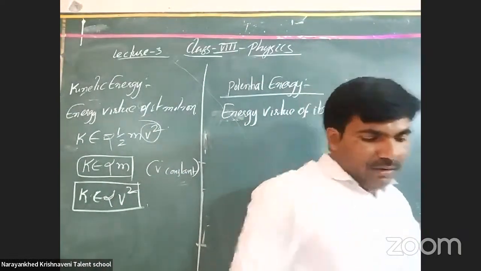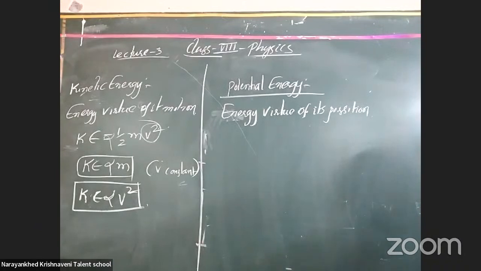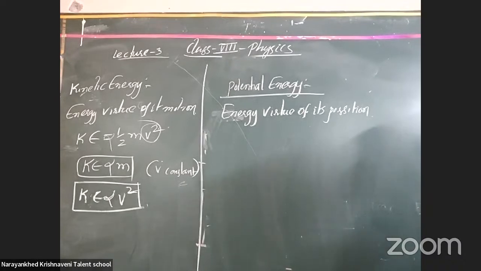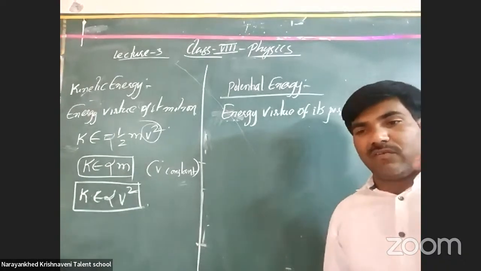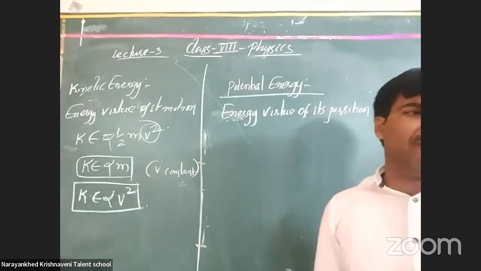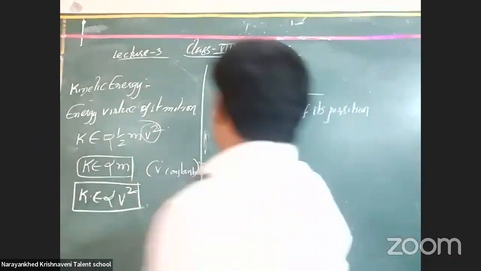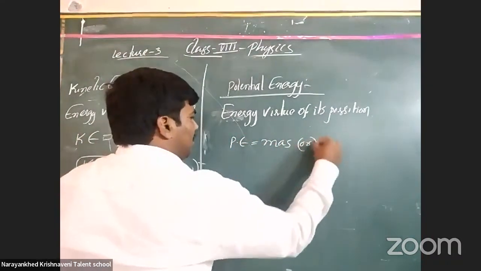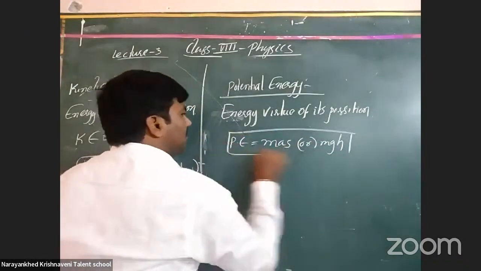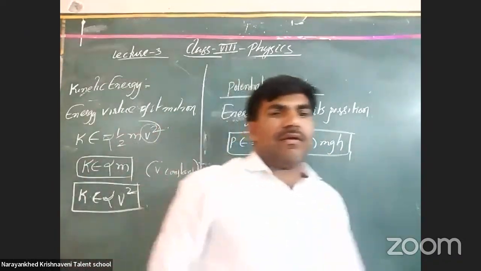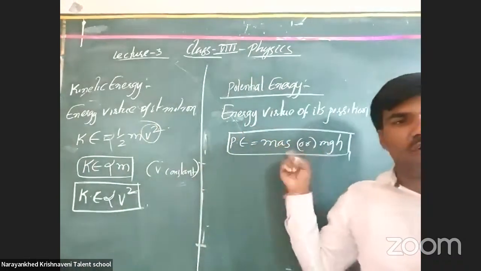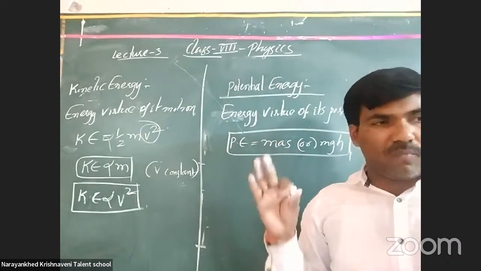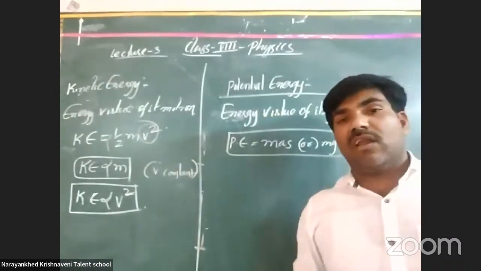You know very well the potential energy depends on the mass and acceleration, as well as the distance traveled by the body. The potential energy is equal to mass times acceleration times distance, or in case the body is at a height, mgh. Here it depends on the mass. More mass means more potential energy.